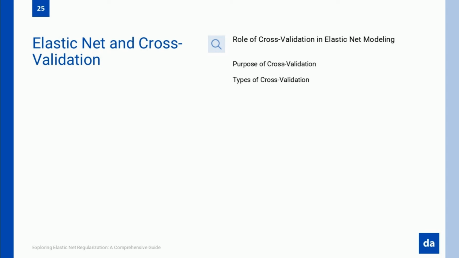Another useful variation is leave-one-out cross-validation, LOOCV. This is an extreme case where we train the model on all data points except one, test on the excluded point, and repeat for every observation in the dataset. This is computationally expensive but useful when working with small datasets, ensuring that we make the most of limited data.